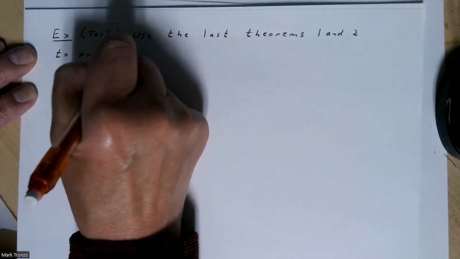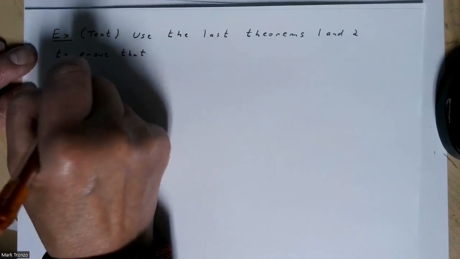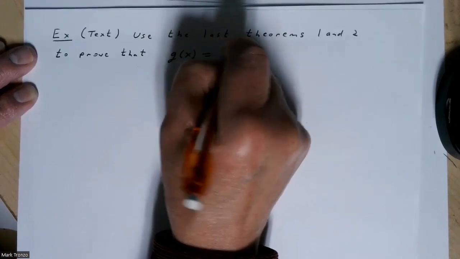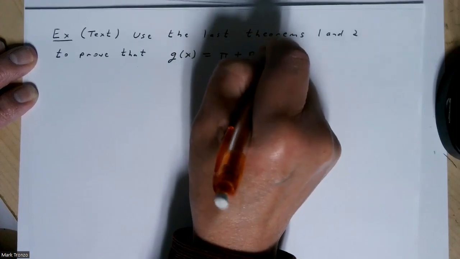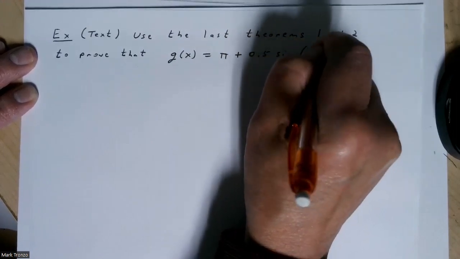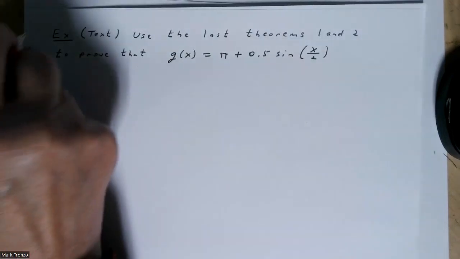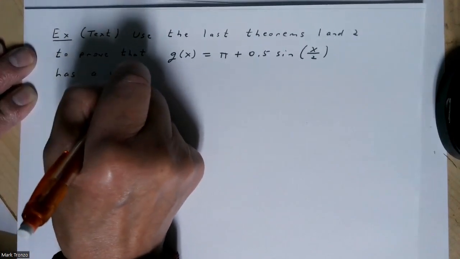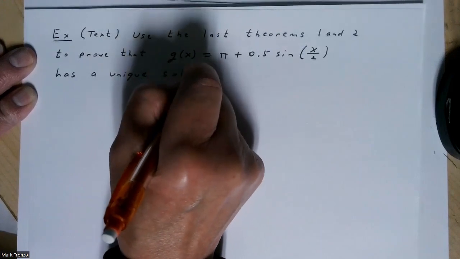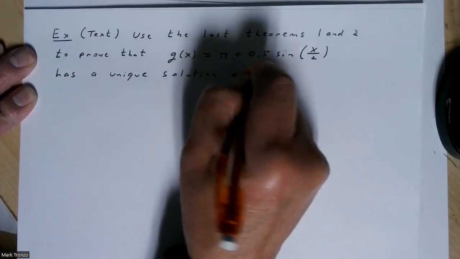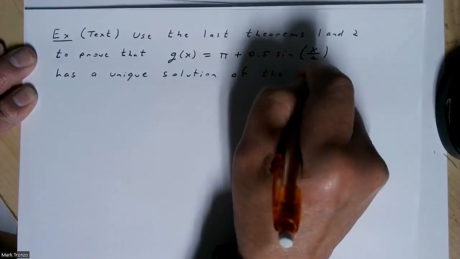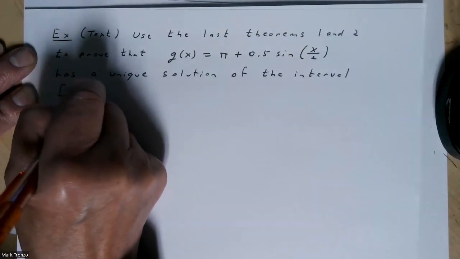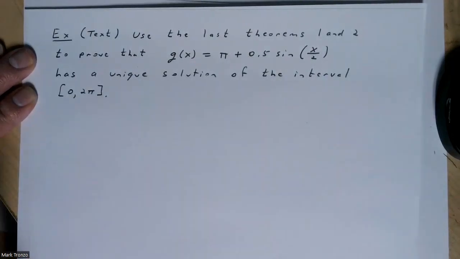To prove that g of x equals pi plus 0.5 sine of x over 2 has a unique solution on the interval 0 to 2 pi. So let's take a look at this.